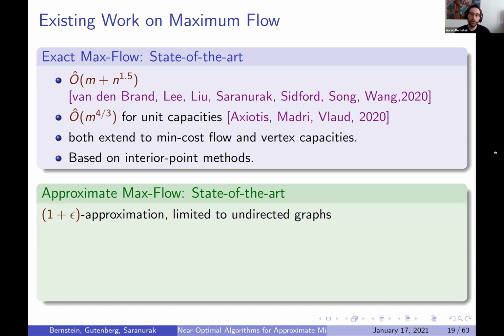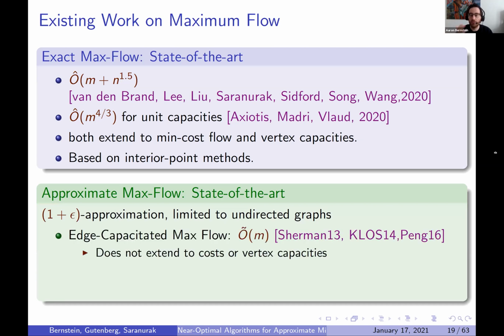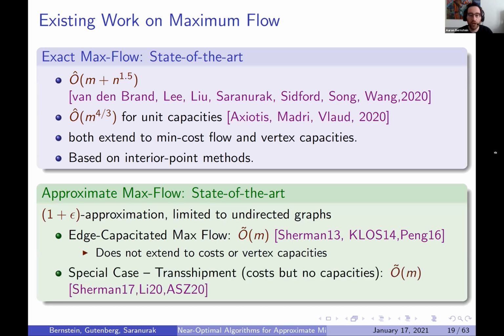For this reason, people have also turned to a relaxed problem, which is what happens if you allow approximation and you assume an undirected graph. And here there are these breakthrough results which show that actually you can do near linear time. The issue is that these algorithms don't extend to any of the variants. In fact, they only extend to a very special case called transshipment, where you have costs, but you don't have capacities. And this isn't just a matter of tweaking the algorithms to get them to work for these different cases.